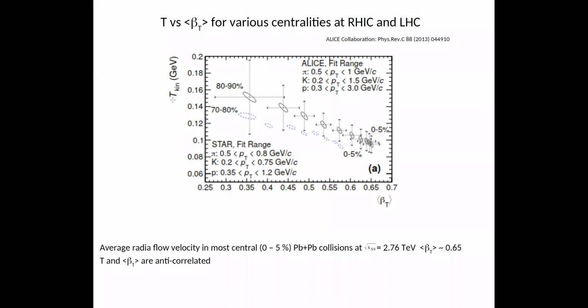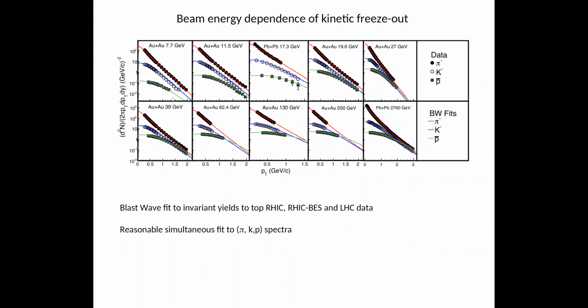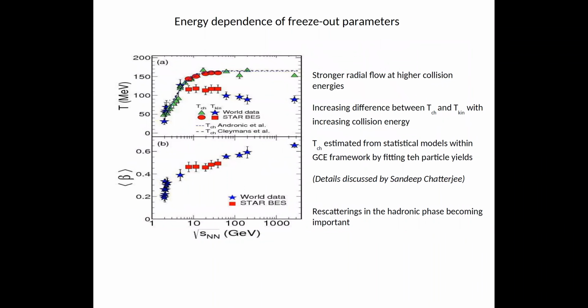So this is the beam energy dependence of the kinetic freeze out parameters. This blast wave fit has been made to the invariant yields from the top RHIC beam energy scan as well as LHC data, and all these bulk particles, that is pion, kaon, and proton, are simultaneously fitted with this blast wave, and the results are shown here. As a result, you get T and beta at different beam energies, and here it shows the beam energy dependence of the parameter T and the parameter beta.